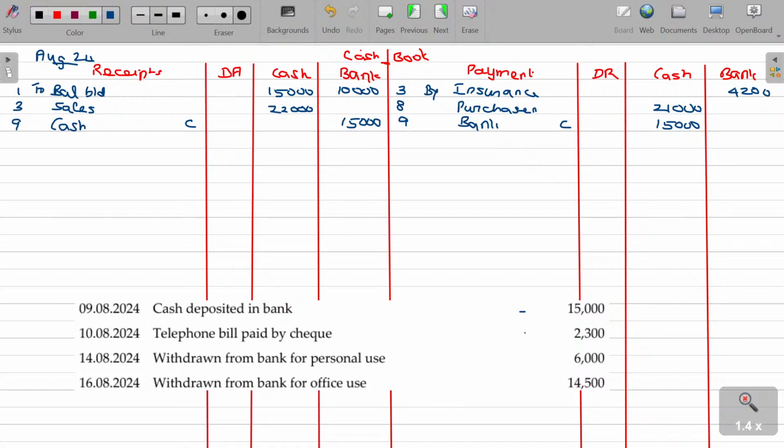Now, telephone bill paid by check. Payment side, telephone bill. The date being 10th August and the payment is by check, so it should be posted on the bank side, 2,300.